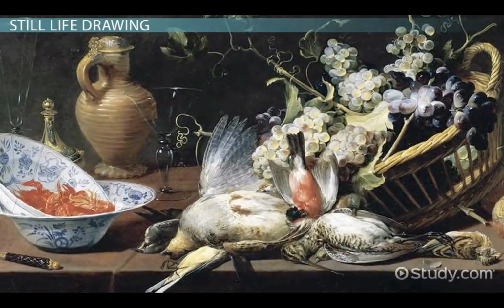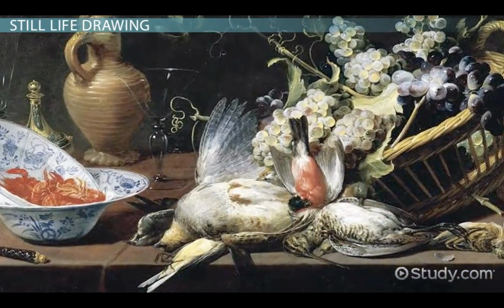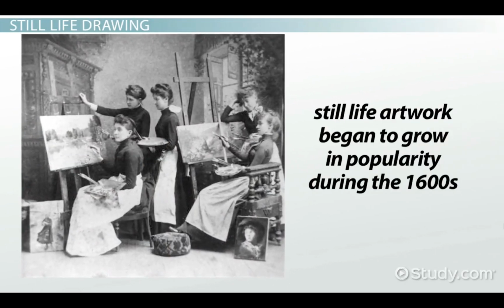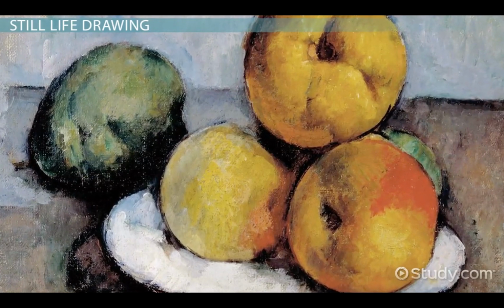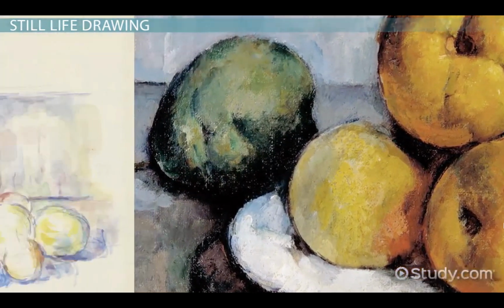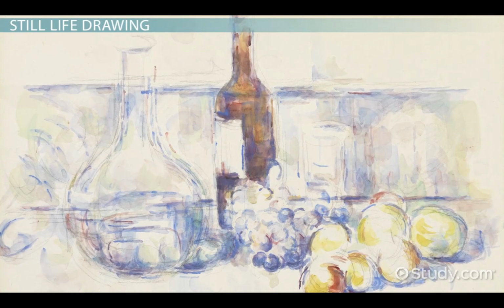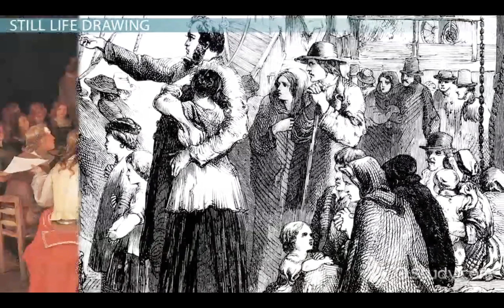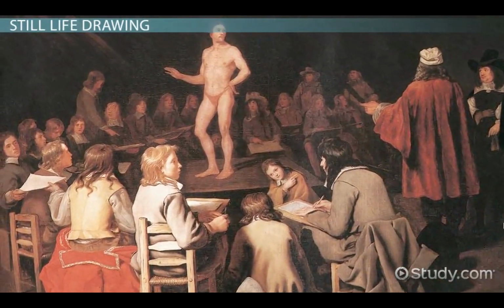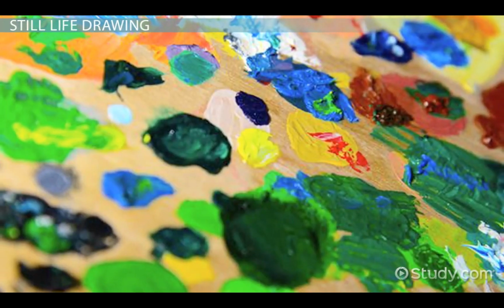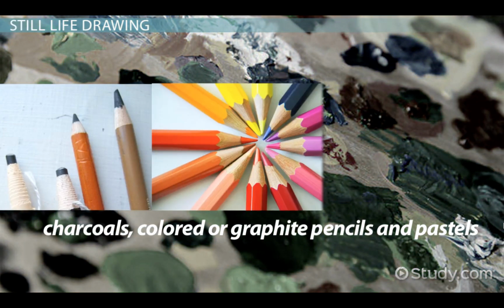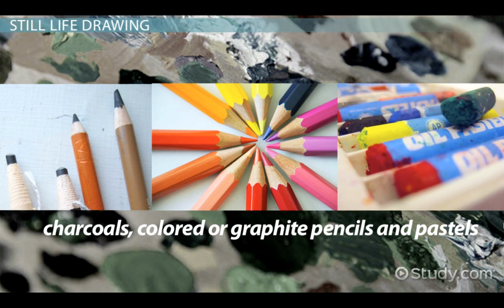Objects that were once alive can be included in a still life as long as they are dead in the picture. Still life artwork began to grow in popularity during the 1600s. Unfortunately, all types of still life art, especially drawings, were considered one of the lowest forms of art. Artists believed that still life subjects were less important than other types of drawings and paintings because they did not include images of people. Still life drawings can be created using a number of different mediums, including charcoals, colored or graphite pencils, and pastels. Artists often mix mediums to create different effects.